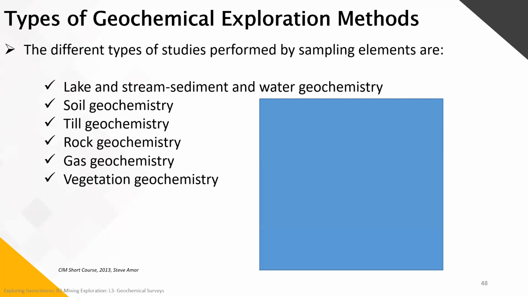So the different types of studies performed by sampling elements are either lake and stream sediment and water geochemistry, soil geochemistry, till geochemistry, rock geochemistry, gas geochemistry, and finally vegetation geochemistry. So we will see some good examples.